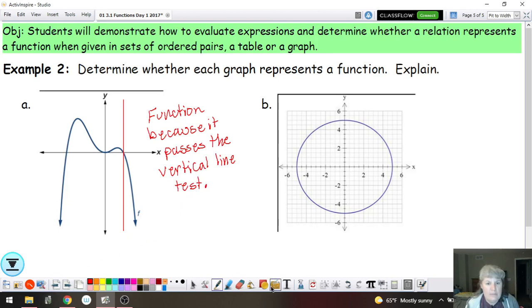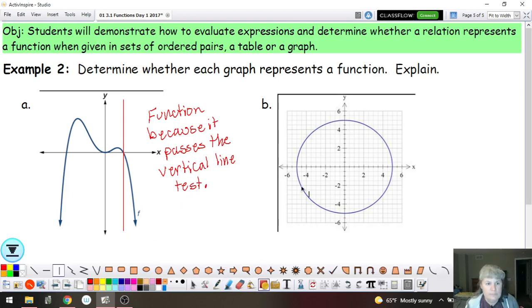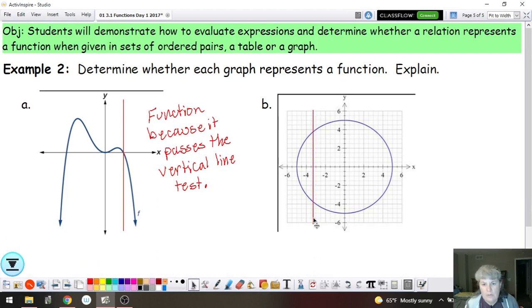Now if I do that same thing with the circle, and I maneuver that vertical line through my circle, you can see there's numerous places where that line is touching the circle at 2 places. So because that line is touching the circle at 2 places, even just right there, this is not a function, because it does not pass the vertical line test.